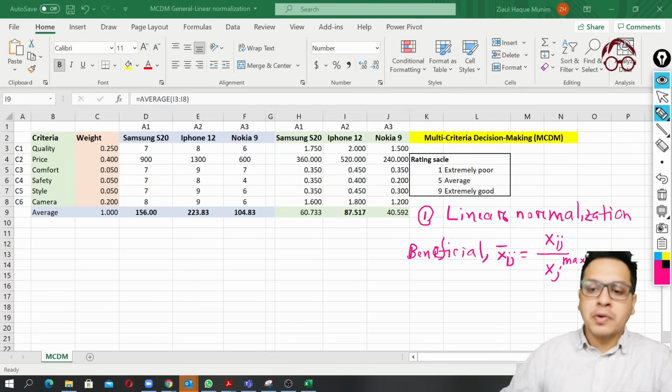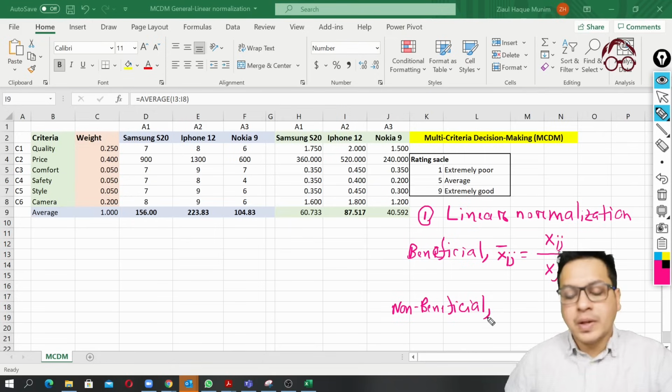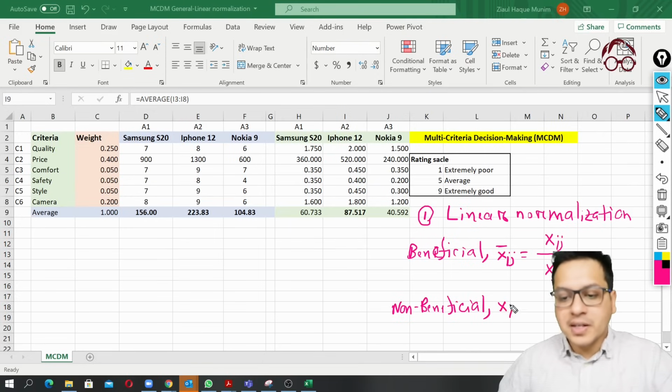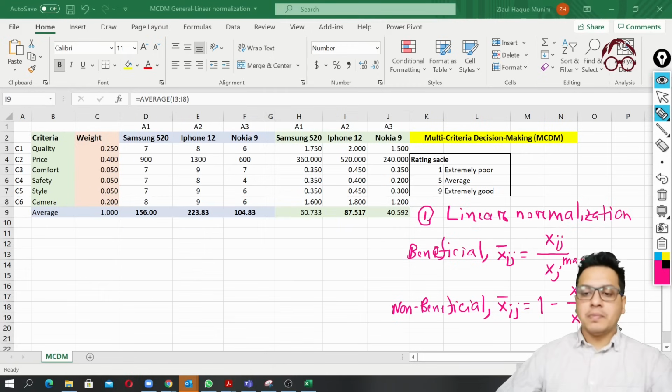Okay, that's what we are going to do. And if it's a non-beneficial criteria, then we are going to use more or less the same equation. So if I denote again with xij prime, what we are going to do is 1 minus xij divided by the max value of that criteria. Okay, so this is going to be our equation.